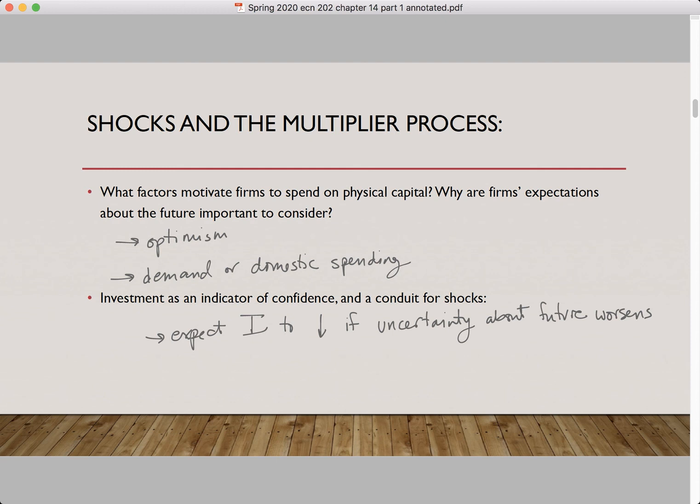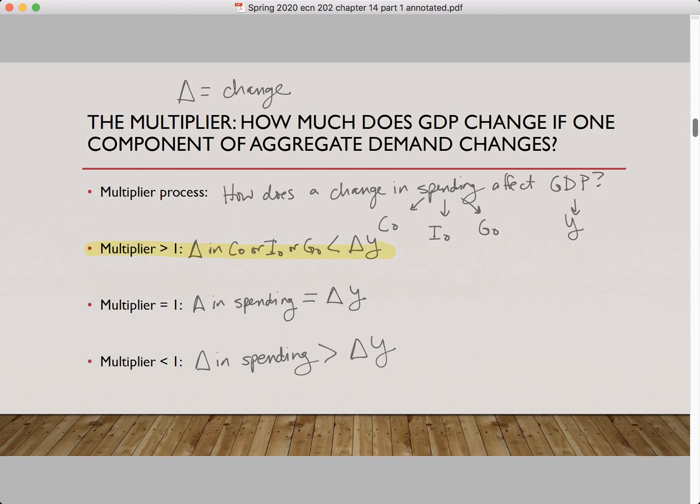Why are firms' expectations about the future important to consider? The idea here is that optimism about the future, optimism about demand, is a really important determinant of investment expenditure. If firms think that households are going to buy stuff, then they will produce more. They will spend more to produce more. On the other hand, if firms expect households to spend less, then we expect investment expenditure to decrease.